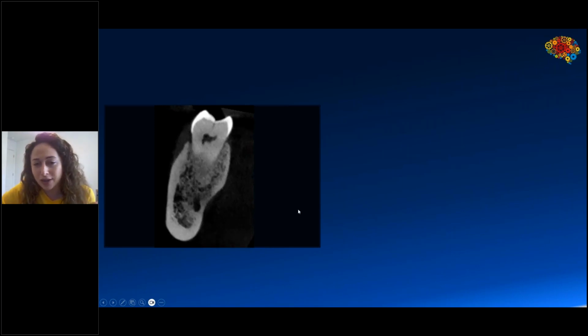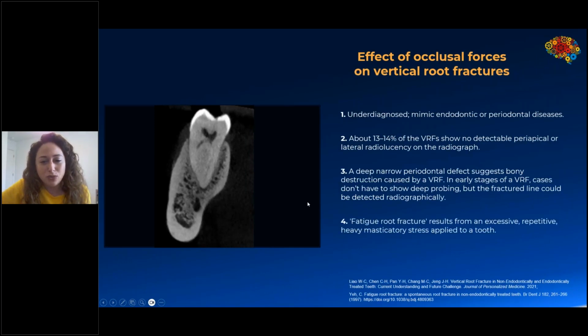There is localized bone loss, but it really gives us much more confidence when we see the actual fracture itself and not just rely on bone loss. These root fractures are called fatigue root fractures because they result from occlusal trauma. So heavy occlusal forces apply to the teeth. Mandibular first molars are the most common teeth that undergo these fractures from occlusal forces.